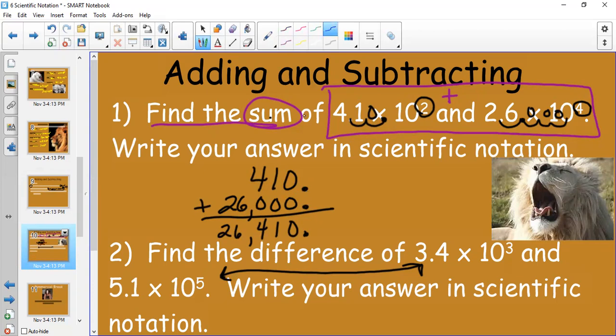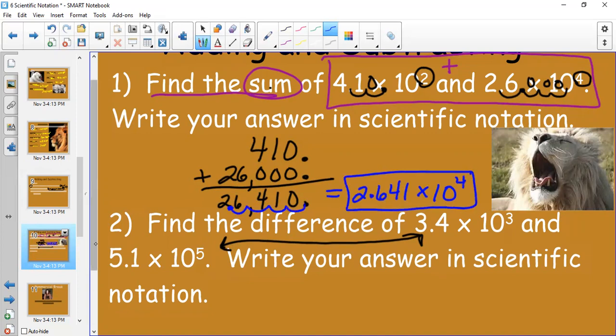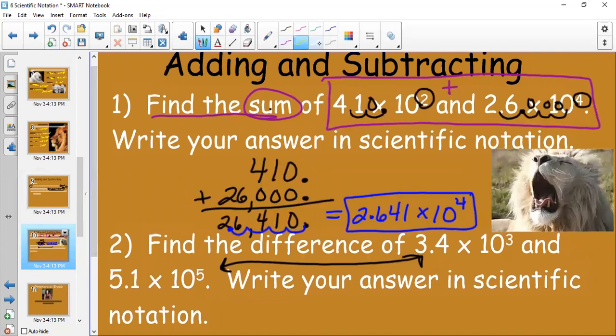But if they're giving us the problem in scientific notation, we should probably answer in scientific notation. So let's say what that actually is. So I would put in a decimal place to make it between 1 and 10. So 2.641 times 10 to the, how many times did I move it? 1, 2, 3 to the 4th power. Now usually this exponent should match the biggest exponent up there. Okay, now I say usually, I'd say like 95% of the time those 2 will match.